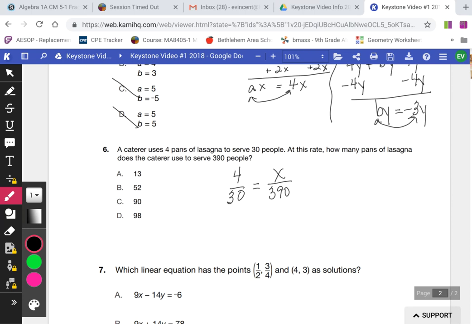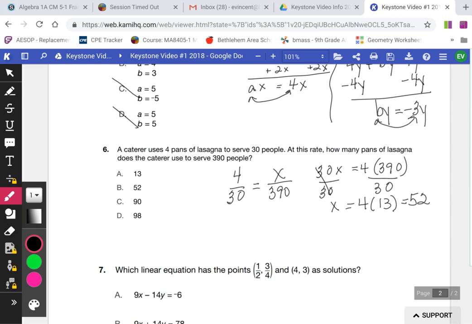So I can solve this using a proportion and cross multiply, and I can have 30x equals 4 times 390, and then divide by 30, and I get x equals 4 times 13, because I know 390 divided by 30 is 13, and 4 times 13 is 52. So that tells me I need 52 pans of lasagna.